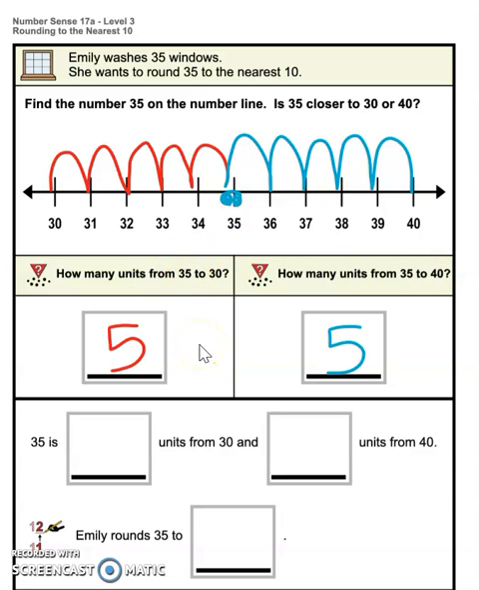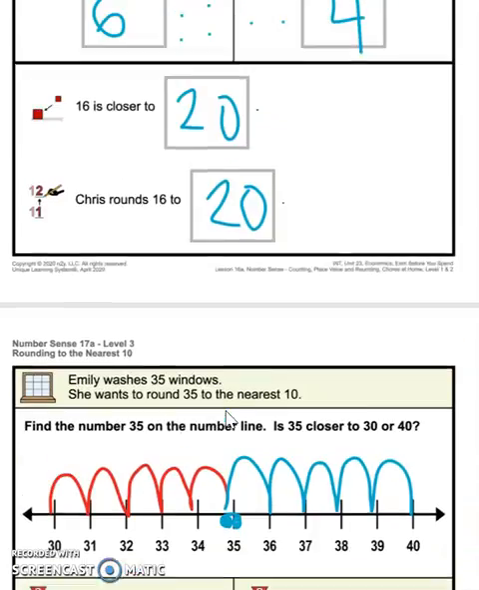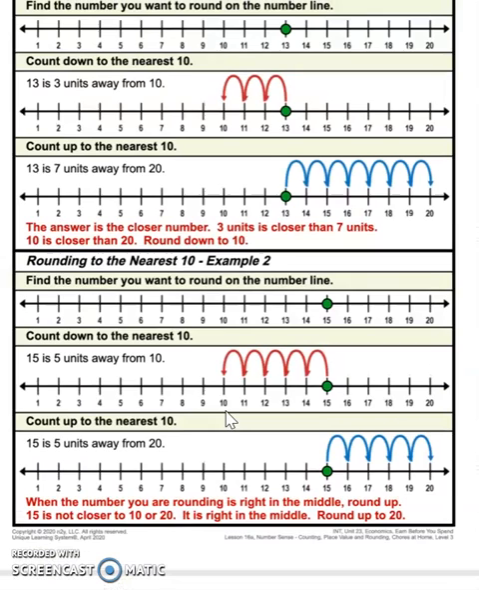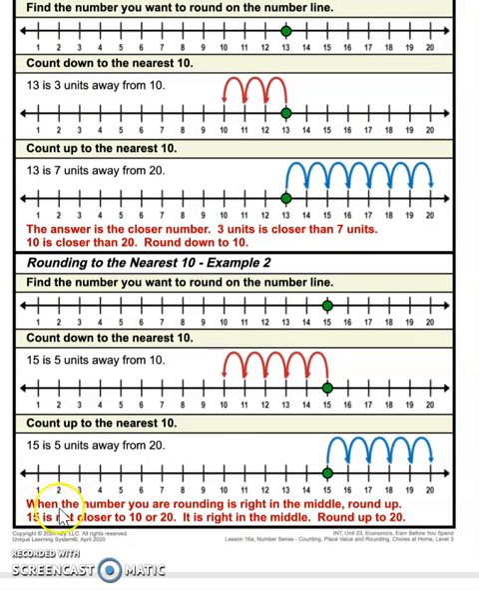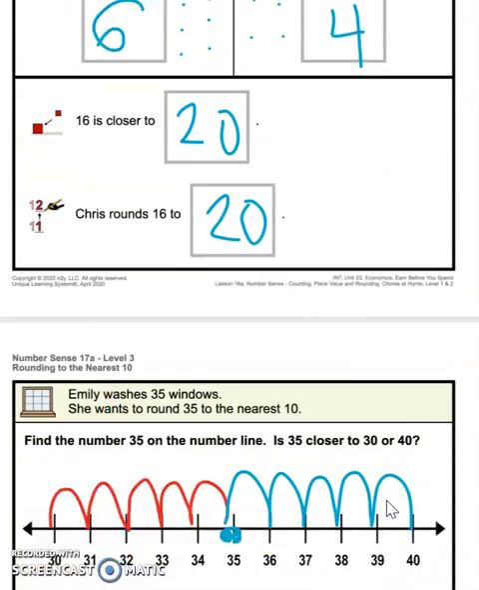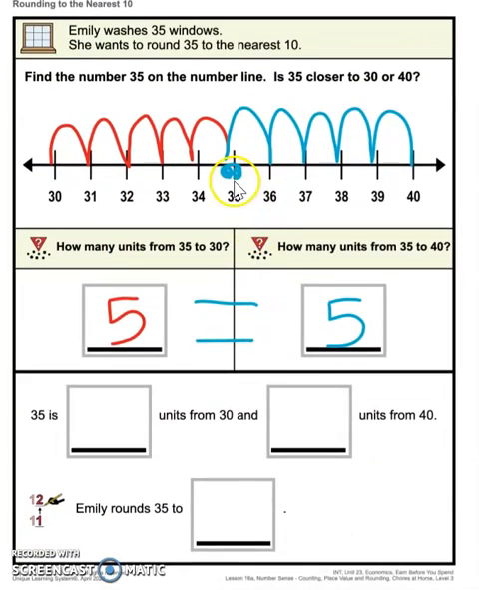Hold on a minute. We have the same number here. 5 equals 5. What did the directions say to do if we have the same number? Well, we can actually go back and look at that example. It says, when the number you are rounding is right in the middle, round up. So 35 is right in the middle of 30 and 40. So we are going to round up. Keep that in mind.